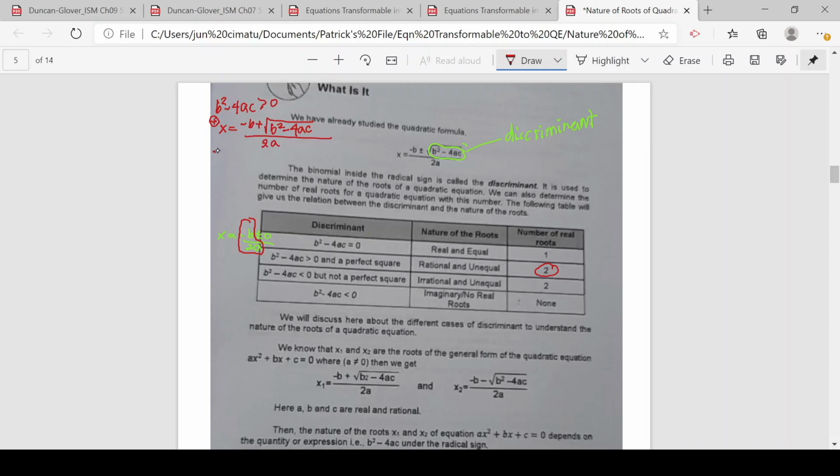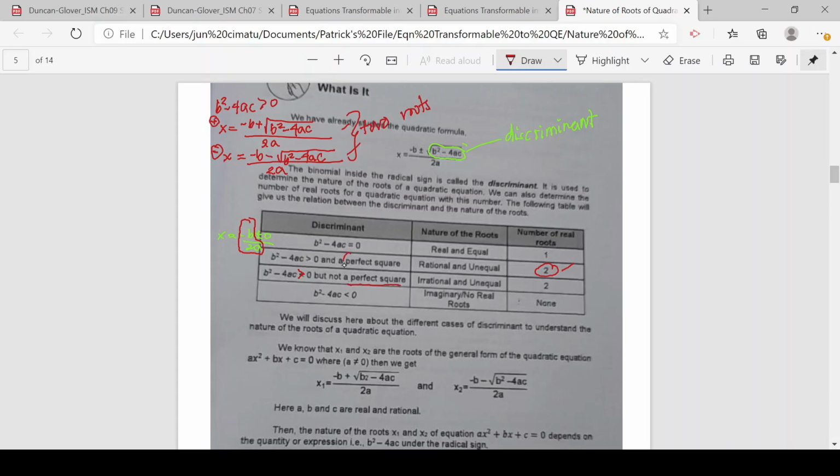Ano yung isa pang root? Kukunin mo yung negative. Negative b minus, minus naman, square root ng b square minus 4ac over 2a. So, ito yung dalawang roots. Two roots na rational and unequal. Ito, b square minus 4ac is greater than 0, but not perfect square.